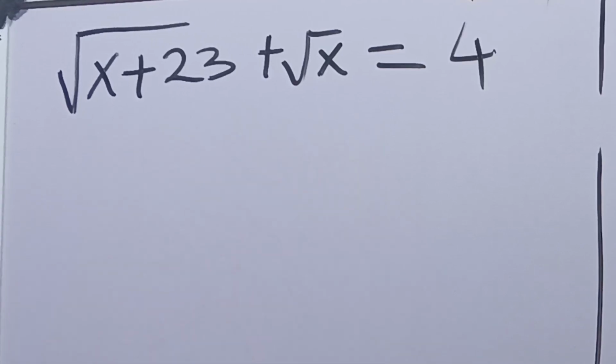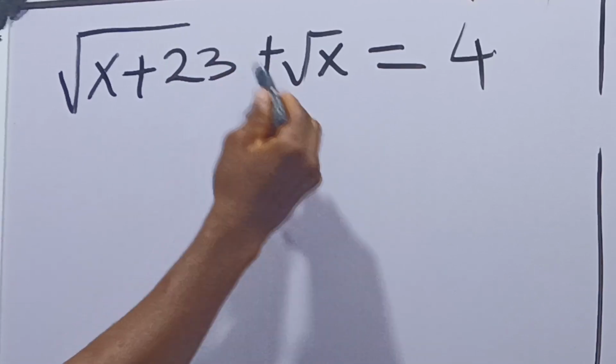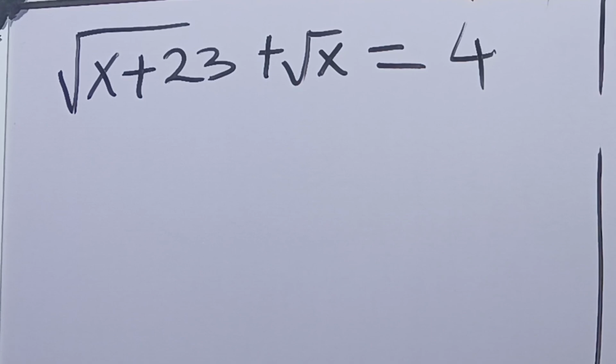Let's solve this together. It says root of x plus 23 plus root of x is equal to 4. And we're going to solve for the values of x in this question. Okay? Now, watch this as I do it carefully.